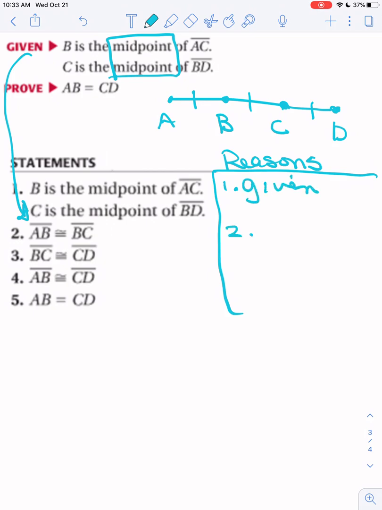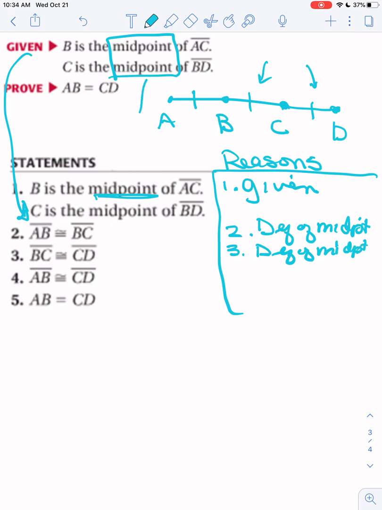Step 2, we're stating that AB is congruent to BC. Remember when we first read that, we slashed that. We said, I know if B is right in the middle of AC, we can say those segments are congruent. That's by definition of midpoint. Now they're saying that BC has to equal CD. Again, if you remember, we slashed our segments as soon as I read that C is the midpoint. So again, that's going to be definition of midpoint. If they give us 2 midpoints, we're going to use 2 definition of midpoints.